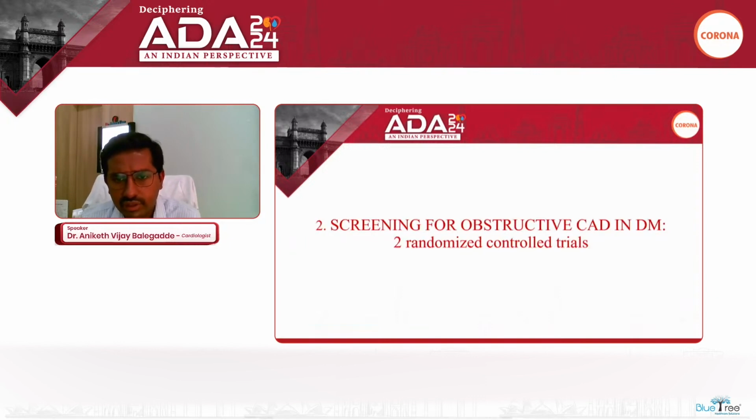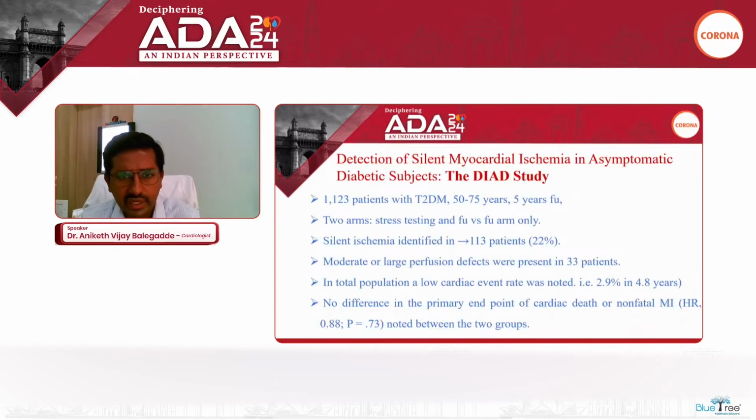So what are the screening methods for obstructive CAD in diabetes mellitus patients? How do we screen for obstructive CAD in a diabetic patient? There are two randomized controlled trials that we have. One of the trials was mainly on detection of silent myocardial ischemia in asymptomatic diabetic patients. If you subject diabetic asymptomatic patients to stress testing, do we identify the ASCVD risk in them? There was no difference in the primary endpoint of major cardiac events between the two groups. So stress testing did not make a major difference in the two groups.